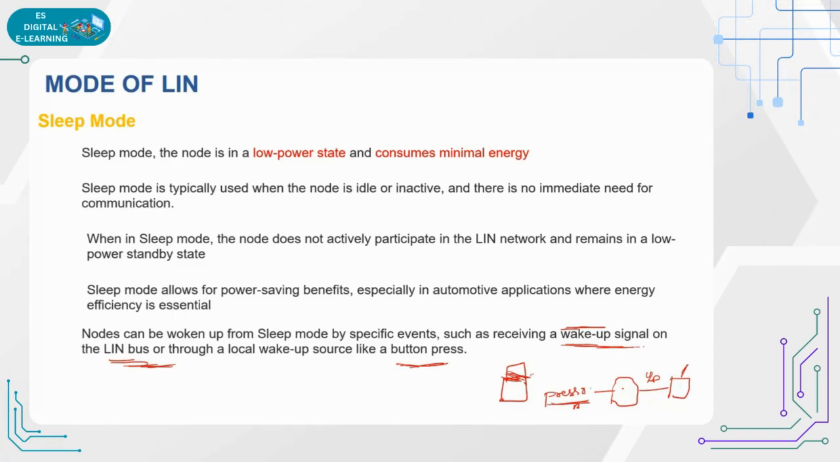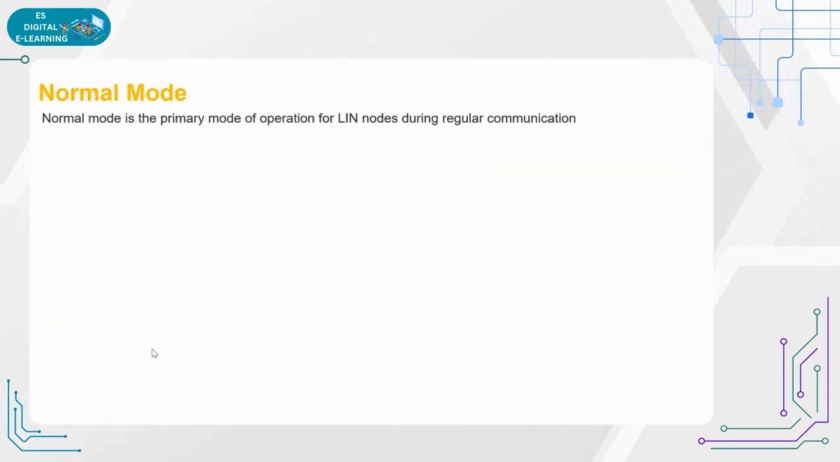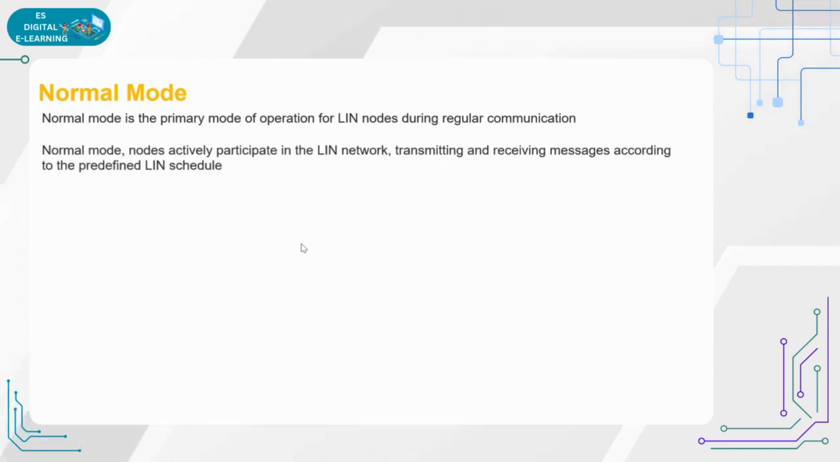And next we have the concept of wake up, how the wake up will work. Meanwhile we'll discuss the normal mode. Whatever the controller is working, that we call normal mode. Persons are coming continuously, opening and closing the door in parallel, and in real-time scenarios it's reading the information continuously and updating us. That is considered part of normal mode. Normal mode is the primary mode of operation for the LIN, during regular LIN communication.